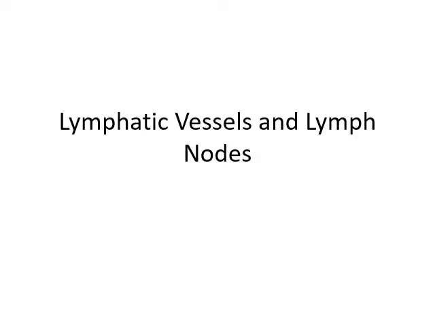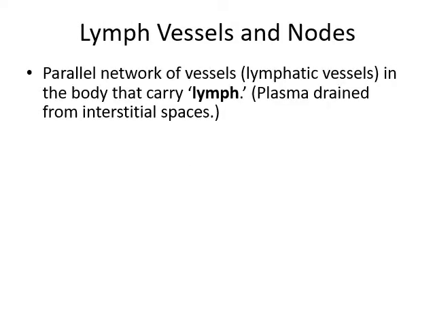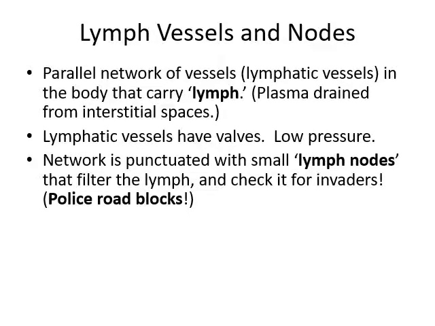All right, let's look at the lymphatic nodes themselves and see what's going on there, the lymphatic nodes and the lymphatic vessels. So we have a network of vessels in the body that are called the lymphatic vessels. They carry fluid called lymph, which was originally derived from the blood serum, drained out of the interstitial spaces. The lymphatic vessels have valves, right? So when we did the section on blood vessels, we said that arteries do not have valves, veins do have valves.